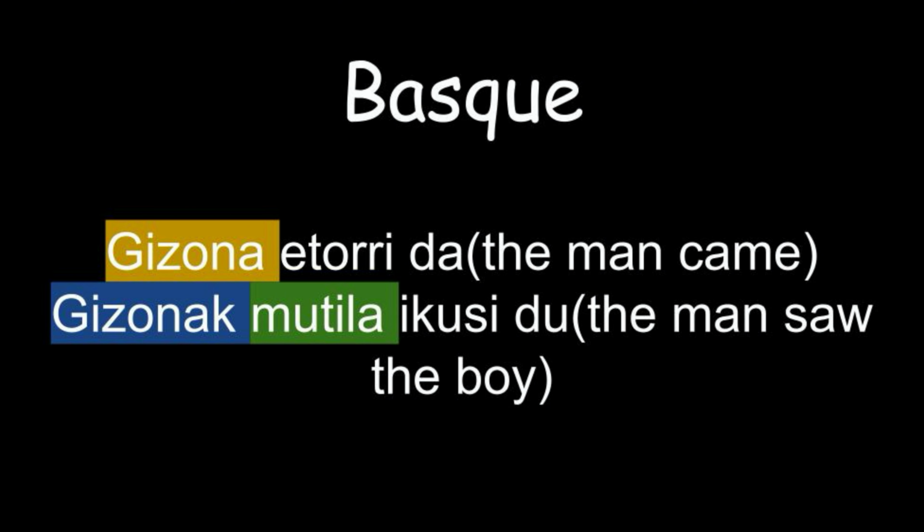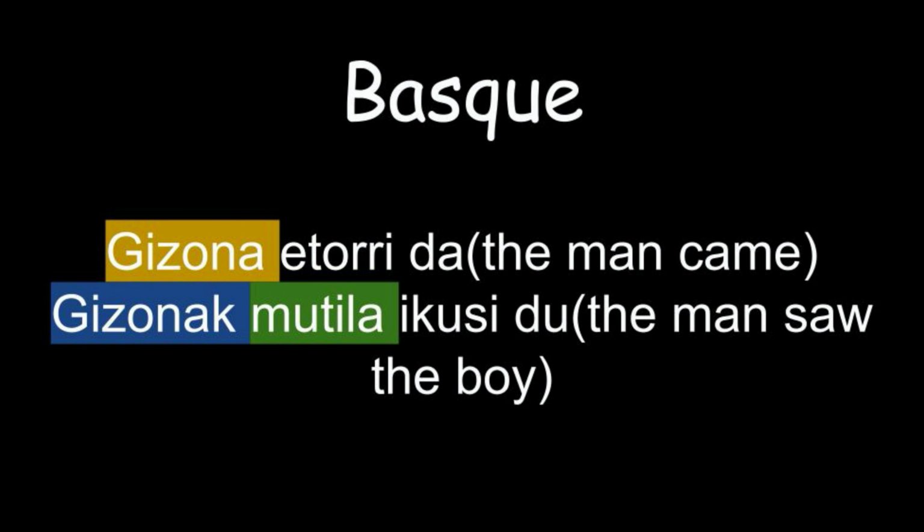The word for the man, gizona, in the first sentence, and the word for the boy, mutila, in the second sentence, are treated the same, as they are the subject of the intransitive verb and the object of the transitive verb, or both in the absolutive case. For Basque, this is shown through the addition of the a suffix at the end of the word.